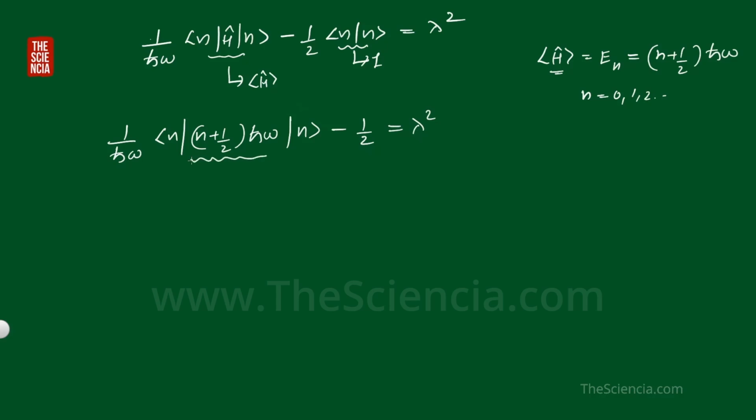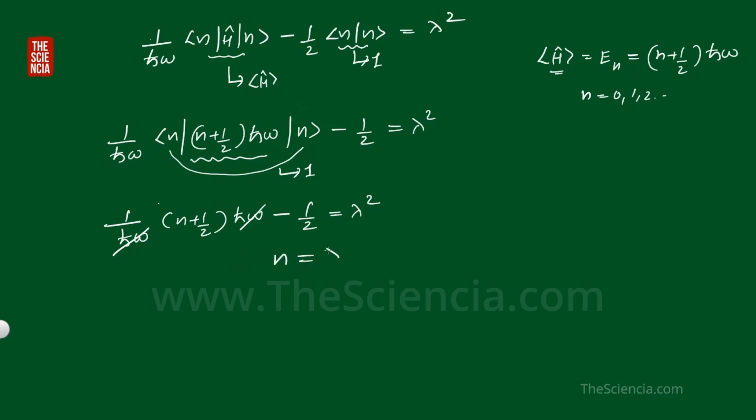Similarly, this is a constant value, so we can take it outside. The product of bra n and ket n becomes 1. That is, we get 1/ħω into (n + 1/2) ħω minus 1/2 is equal to lambda square. We can cancel these values, and here n + 1/2 − 1/2, so we get n equal to lambda square. That is, lambda is equal to root n.